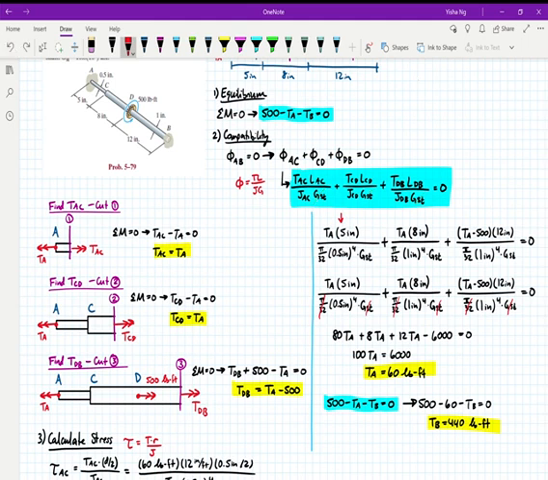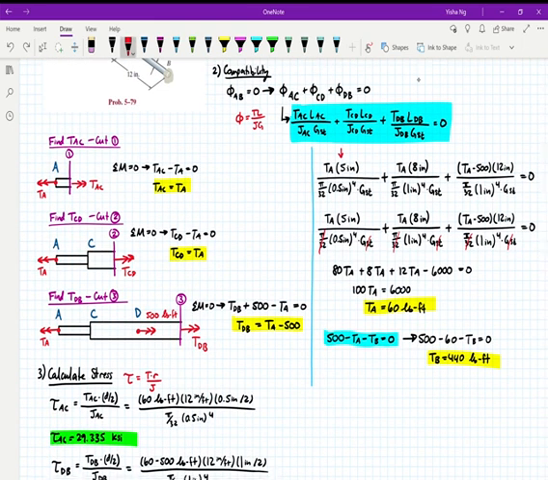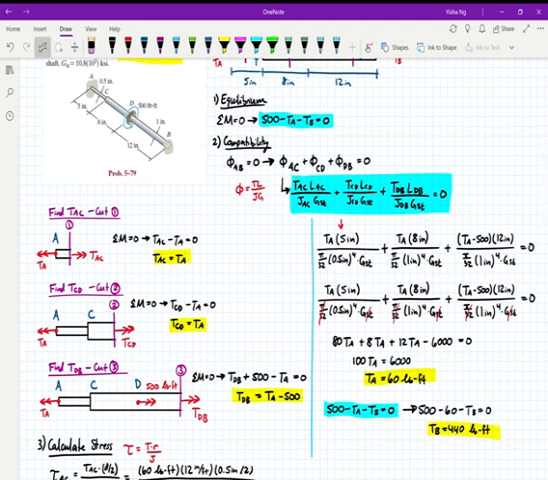Okay, so now we're going to come over here to the left, and I'm going to find my TAC, TCD, and TDB values so I can plug them in over here later. The way I'm going to do that is just by taking cuts at each of the locations where there's a difference, where there's a torque acting.